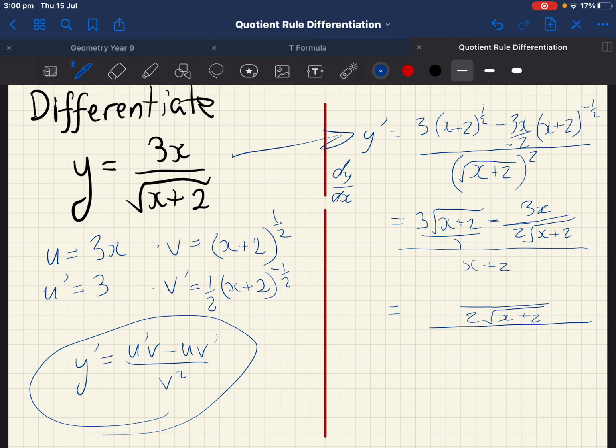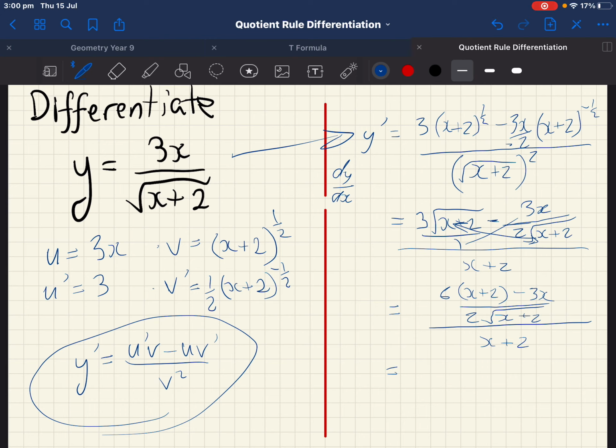Okay, so I've multiplied the two denominators together, and now I'm going to cross multiply. That is this times this. We end up with 6 outside of x plus 2, because the square root of x plus 2 times the square root of x plus 2 just gives us an x plus 2, and multiplying this times this will just give us a 3x. On the bottom we still just have this x plus 2.